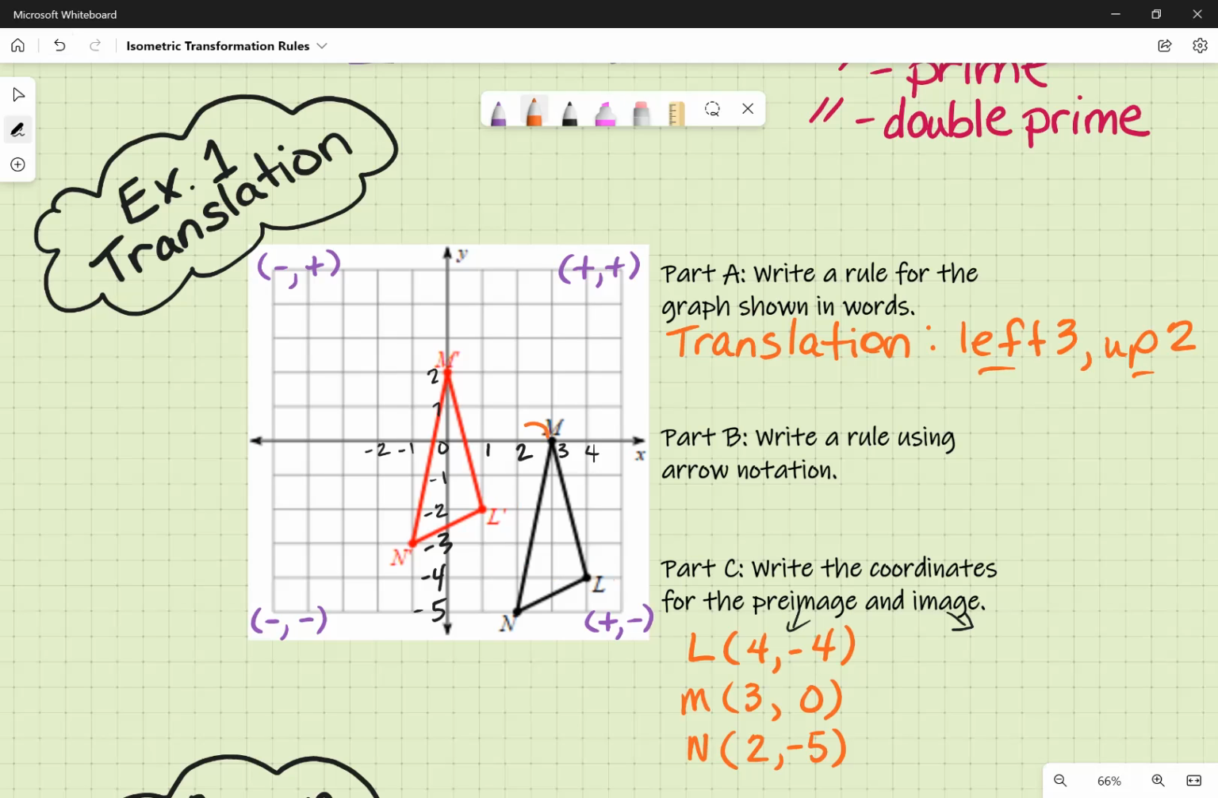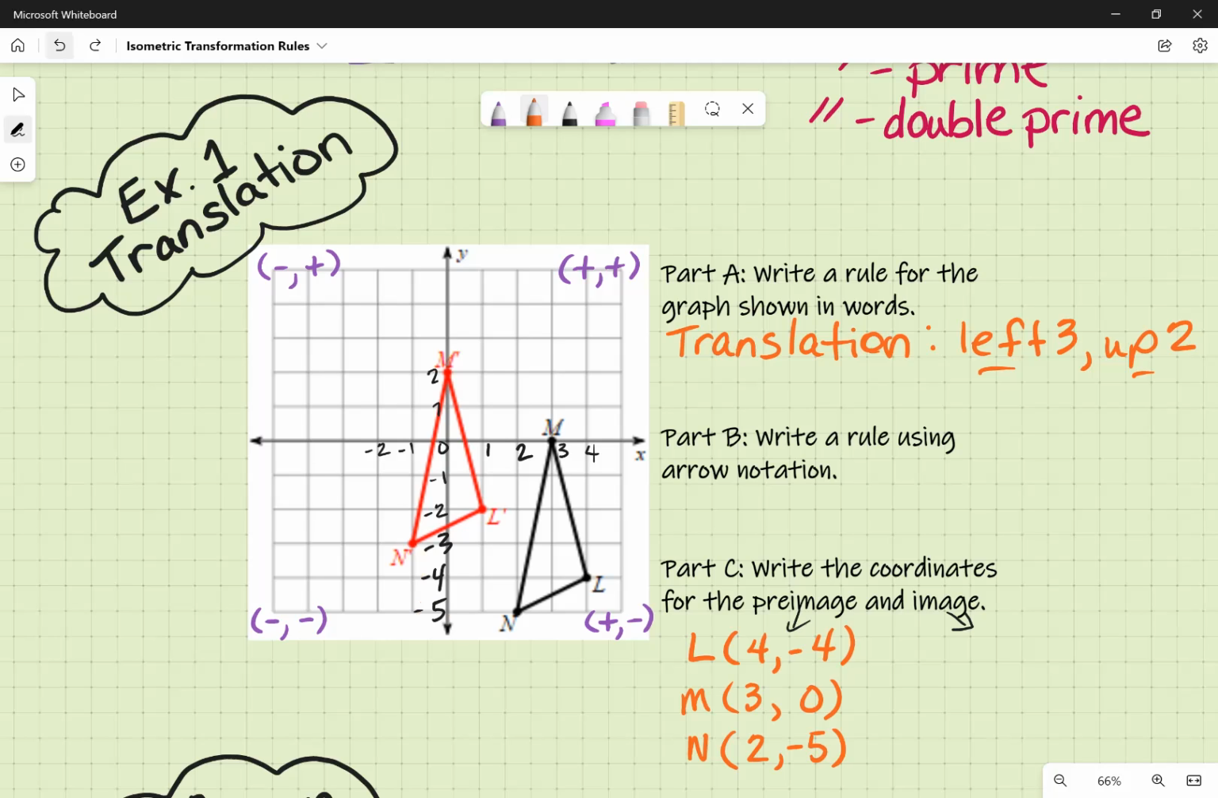If this is a true translation, that means that each point will have those exact same rules. So for M, 1, 2, 3, 1, 2. Yep, that worked. And then for N, 1, 2, 3, 1, 2. So I know that's a true translation. You definitely want to take the time to check that.